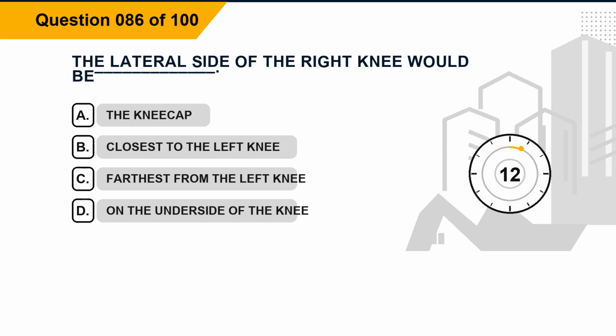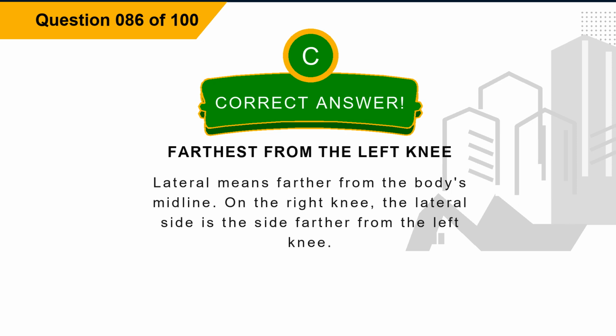Question 86. The lateral side of the right knee would be blank. Option A, the kneecap. Option B, closest to the left knee. Option C, farthest from the left knee. Option D, on the underside of the knee. The correct answer is option C, farthest from the left knee. Explanation: lateral means farther from the body's midline. On the right knee, the lateral side is the side farther from the left knee.